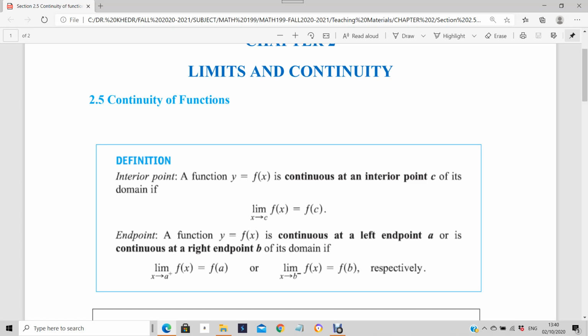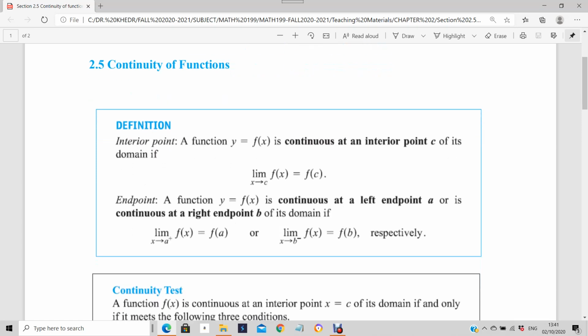At the endpoints of the domain, a function y equals f of x is continuous at the left endpoint A or continuous at the right endpoint B of its domain if limit f of x as x goes to A from the right side equals f of A, or limit f of x as x goes to B from the left side equals f of B, respectively.